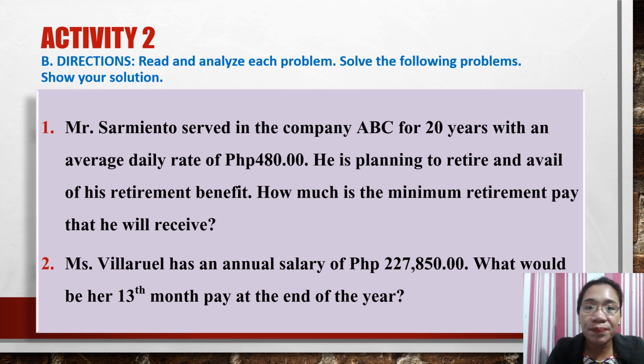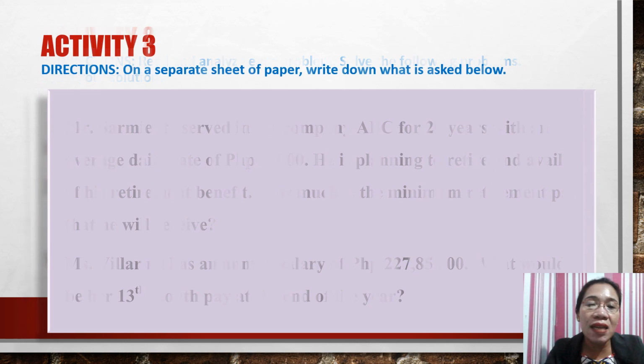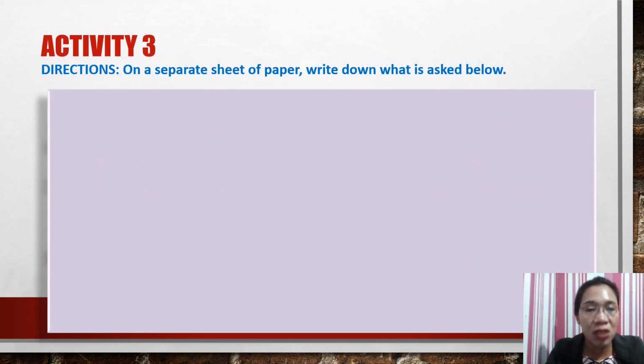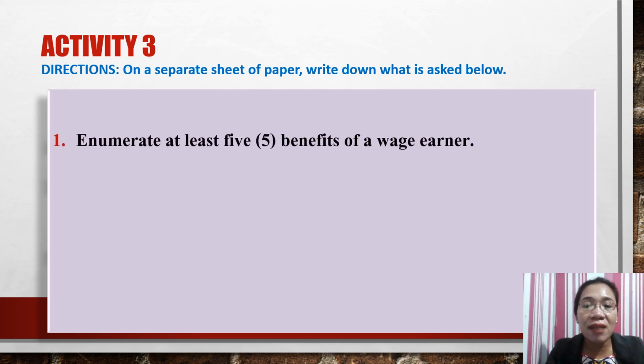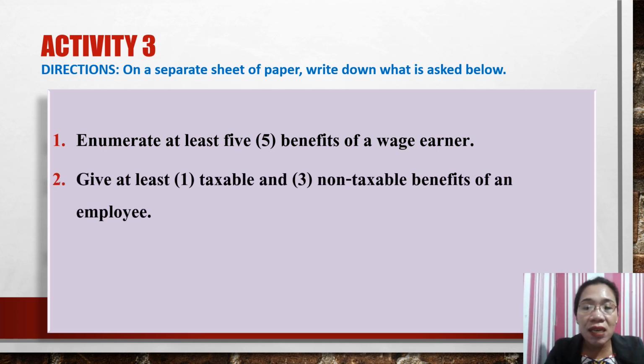Okay, next. Activity number 3 na tayo on a separate sheet of paper. Write down what is asked below. Number 1, enumerate at least 5 benefits of a wage earner. Number 2, give at least 1 taxable and 3 non-taxable benefits of an employee.